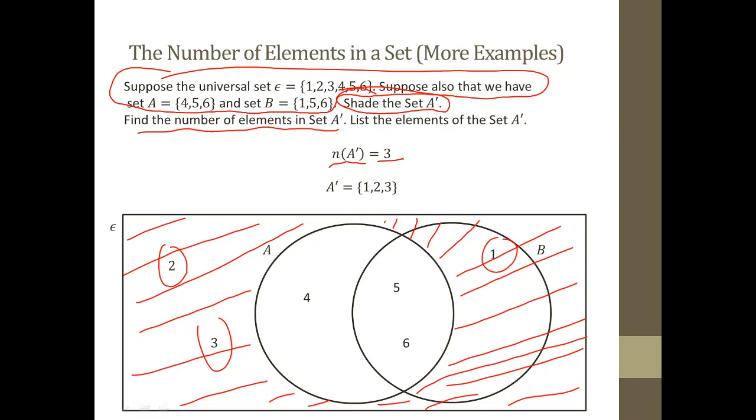List the elements of the set A prime. A prime equals curly braces 1, 2, 3. Okay, so far so good.